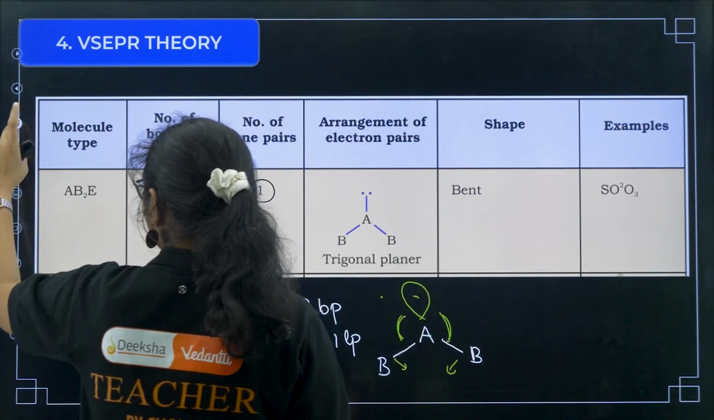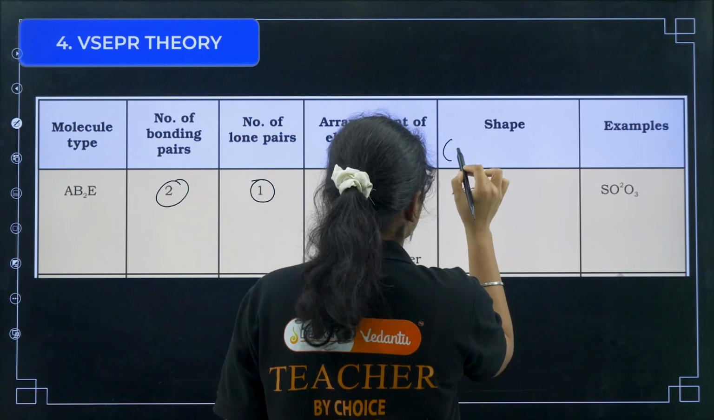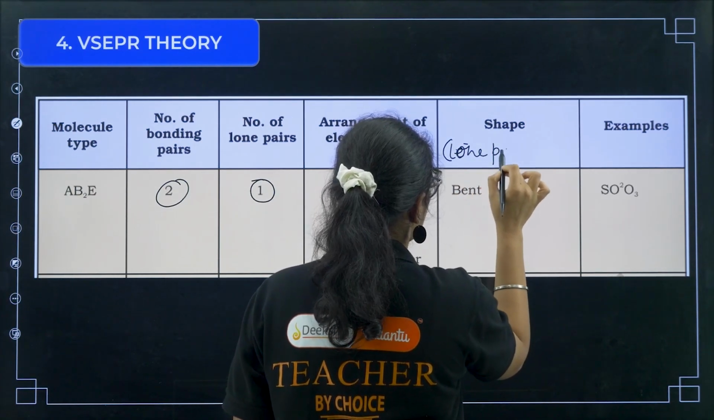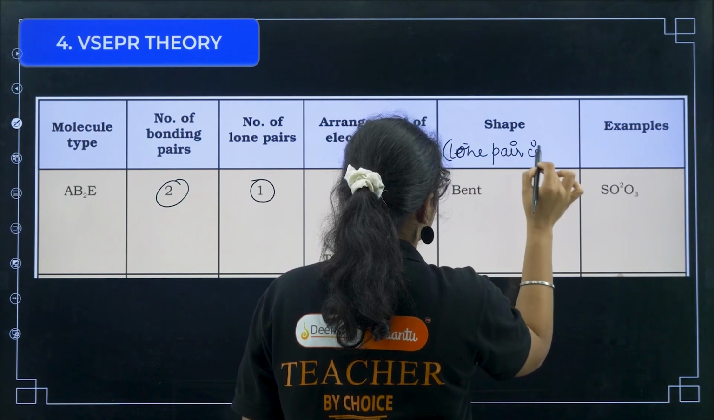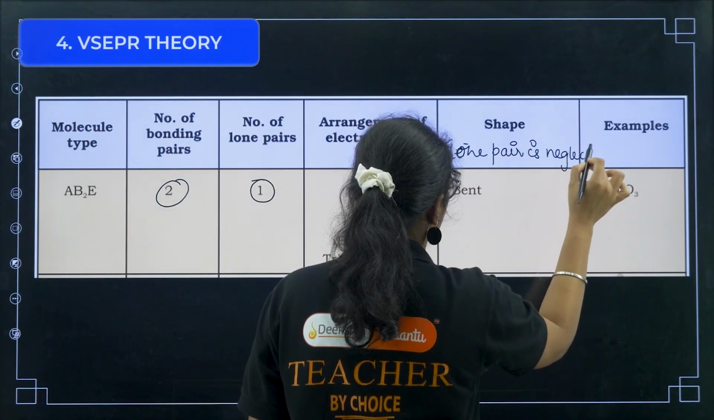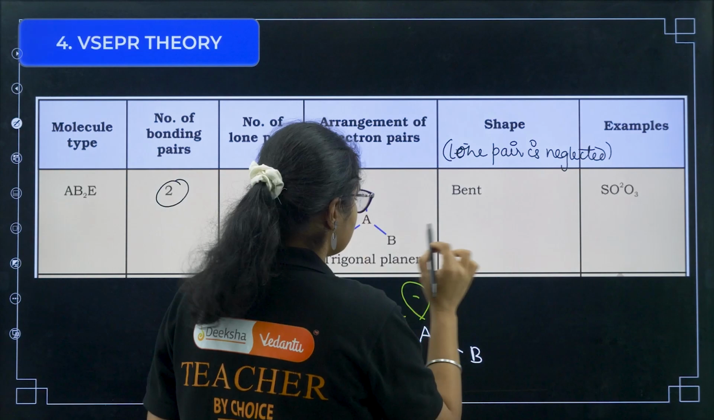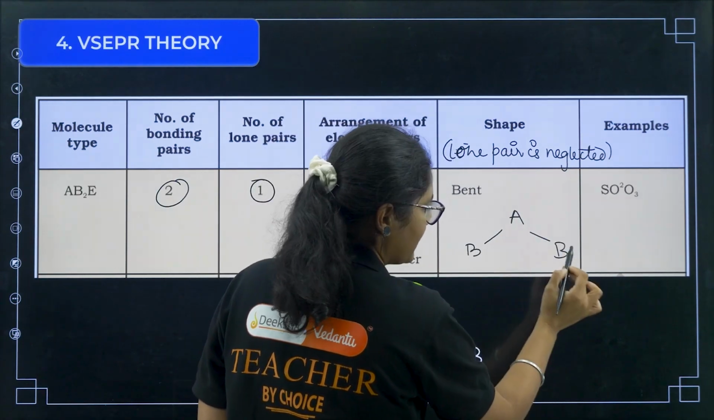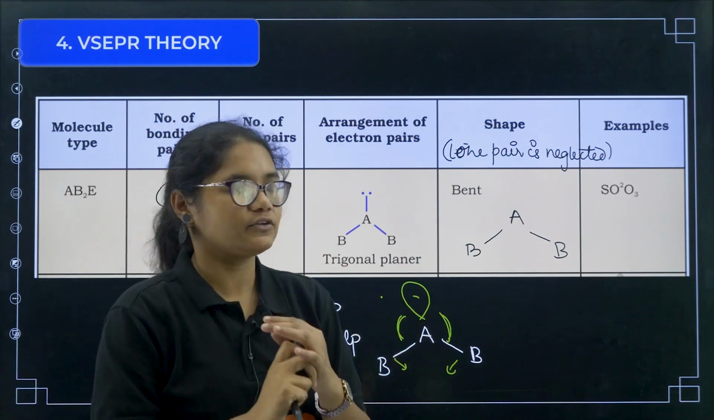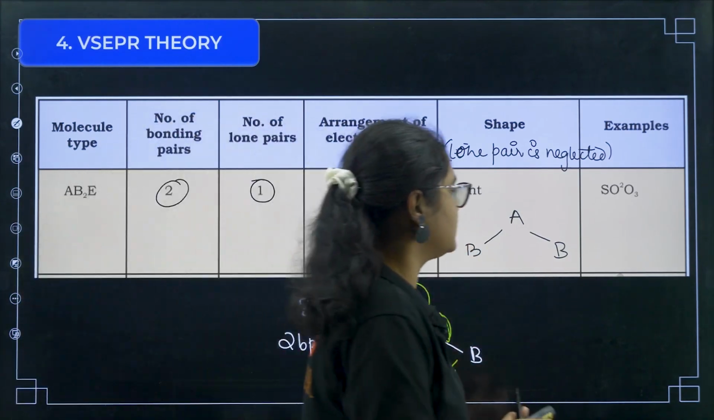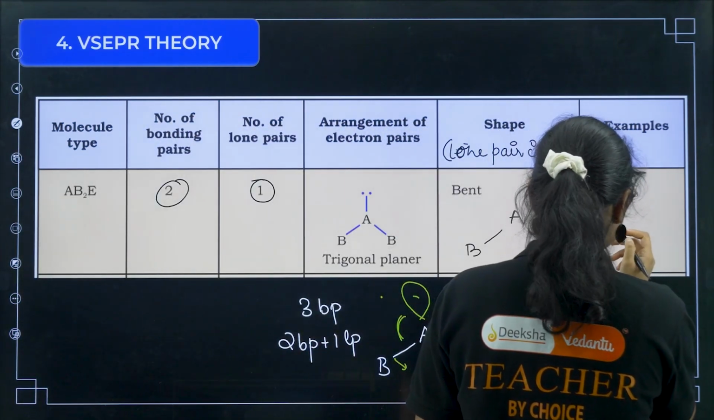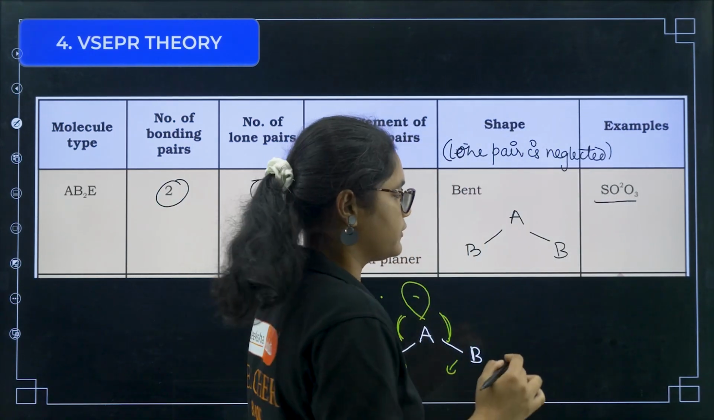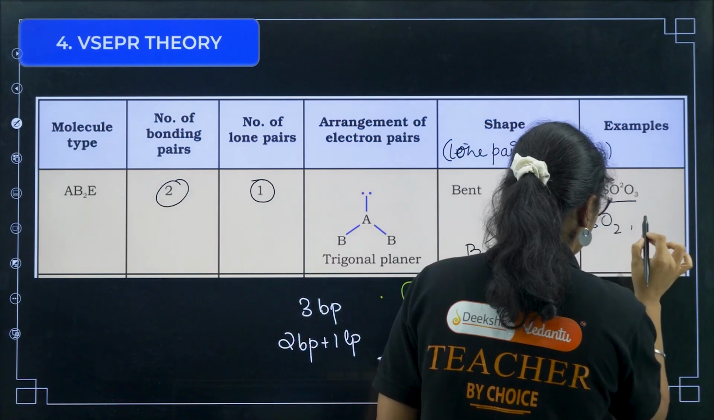If you see the arrangement, it is still trigonal planar, but the shape actually is bent. When we talk about shape, the lone pair is neglected. So if I see this one, it will be A, B, and B, right? So you can see this is a bent molecule. It's a bent shape, so that is why the name is bent. The examples here are SO2 or O3.